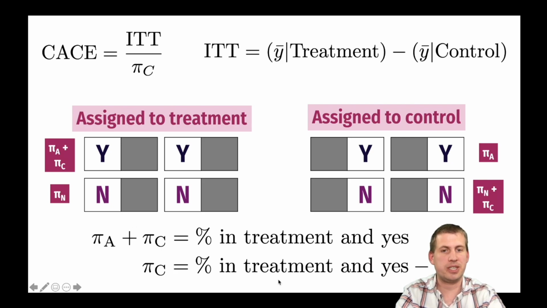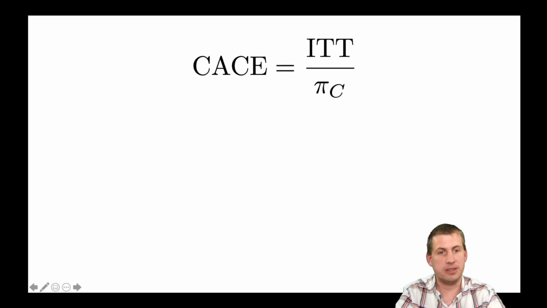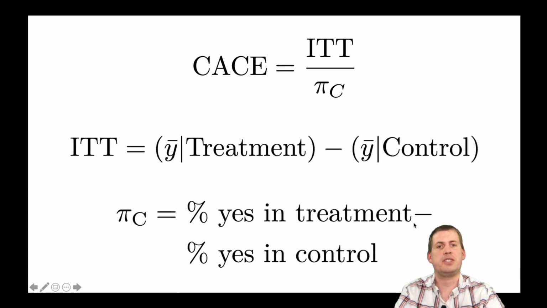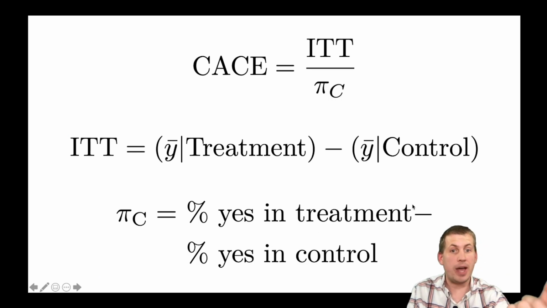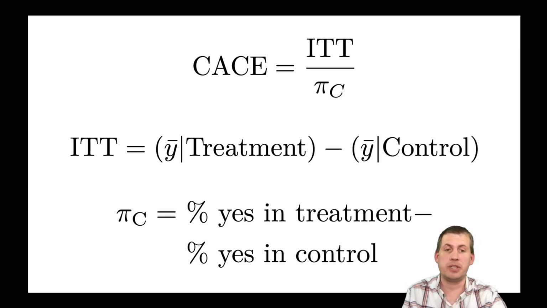We need to find the percent of people who were in the treatment group and did it, and the percent of people who were in the control group and did it. So again, this is from the slides here. We found the intent to treat. What we need to do now is find this proportion of compliers. So it's the percent of yes in treatment minus the percent of yes in control. And that we can get with our data. We don't have to read anybody's minds for that.